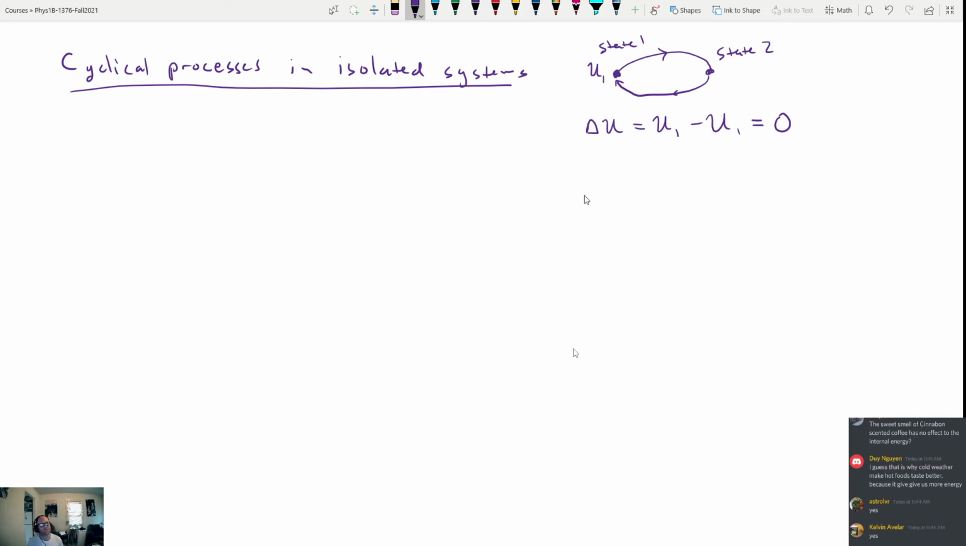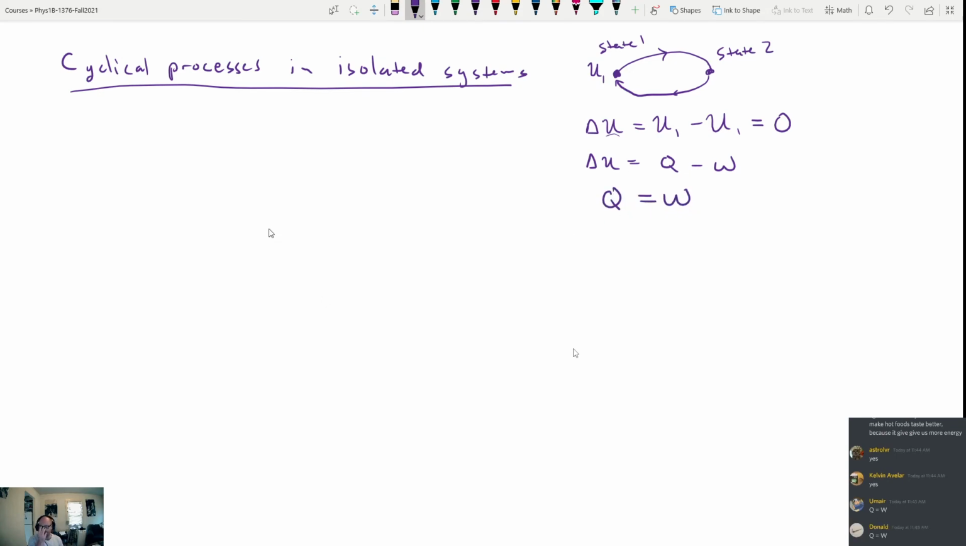So if delta U is equal to U1 minus U2, and we also know that delta U is equivalently equal to Q minus W, this is the first law of thermodynamics, right? Then what's the relation between Q and W in a cyclical process? We start here and we get back to here, and delta U is 0, and I tell you delta U is equal to Q minus W. What's the relationship between Q and W now going to be? That's right. Q is now equal to W.